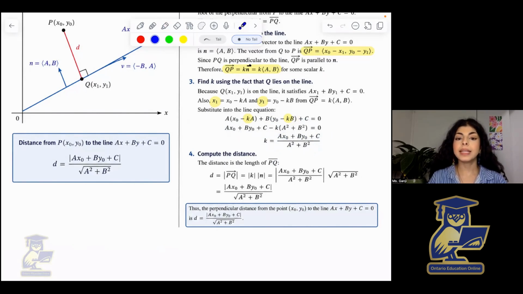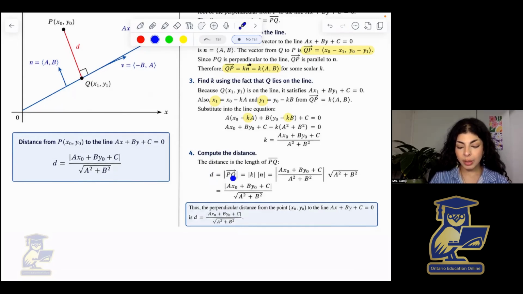We want to find the length or the magnitude of vector PQ, which is equal to D there. And so the magnitude here, knowing that PQ was equal to k times the vector N, is going to be the absolute value of k times the magnitude of vector N.